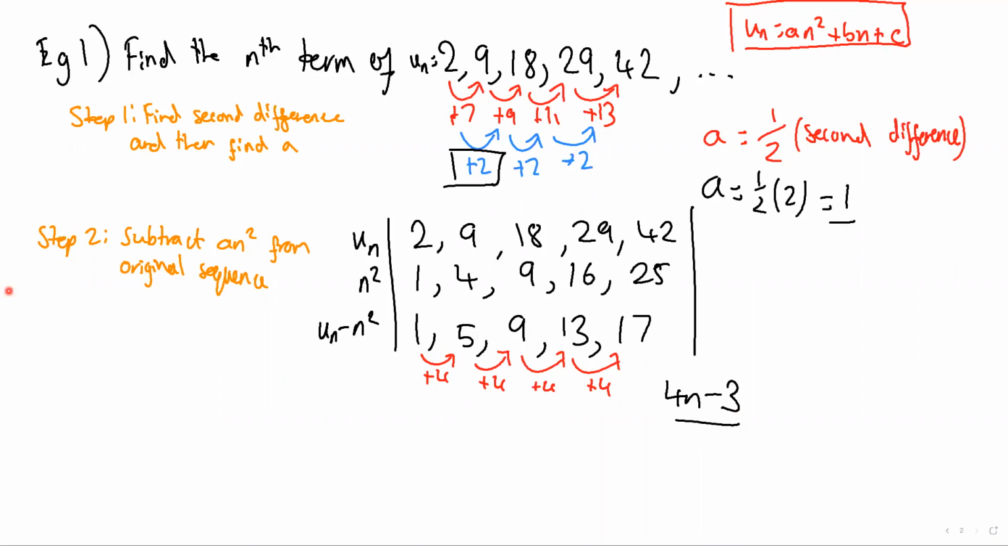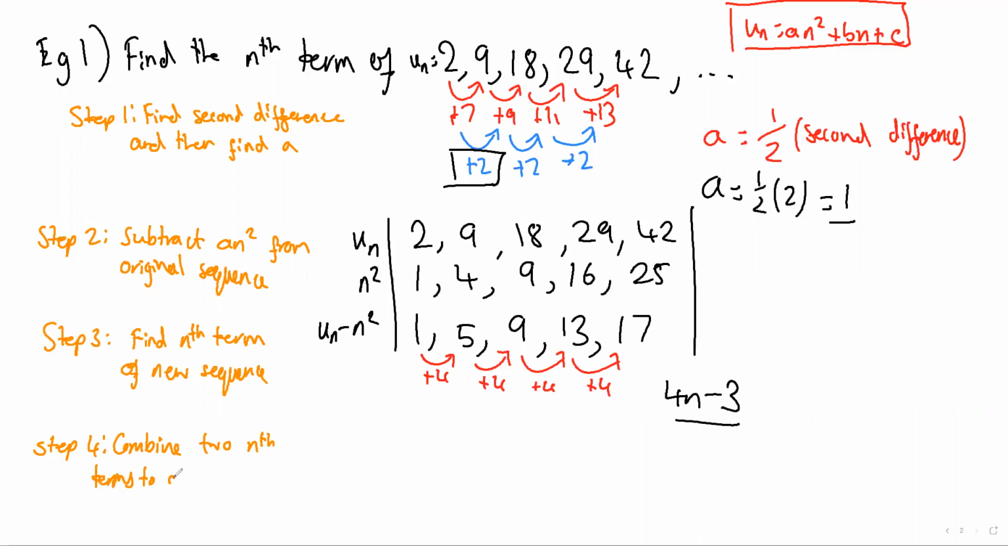And in fact, that would be step 3: find the nth term of the new sequence, which we did here. We found it to be 4n minus 3. And then the final step will be to combine the two nth terms to get the final nth term.